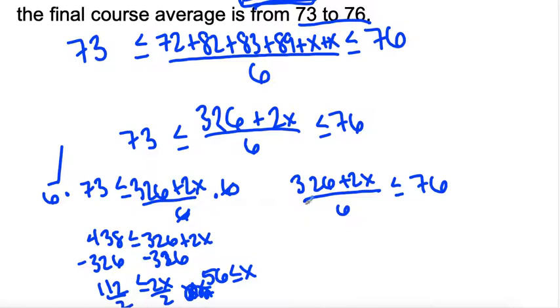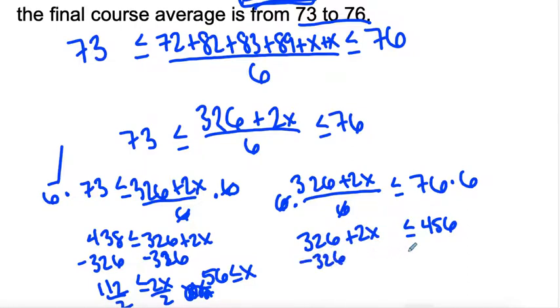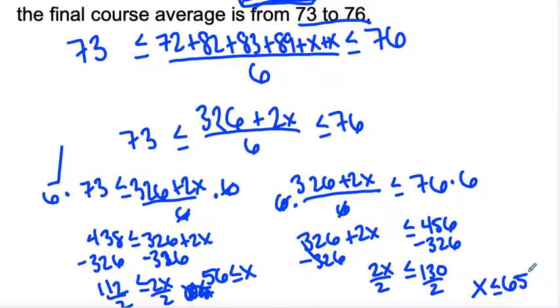which means x has to be greater than or equal to 56. On this side, same steps, we're going to multiply both sides times 6. So we get 76 times 6 which is 456. My 6's cancel out over here, so now we have 326 plus 2x. We'll subtract the 326 part from both sides. So it leaves us with 2x is less than or equal to 130. And then divide both sides by 2. X is going to be less than or equal to 65.